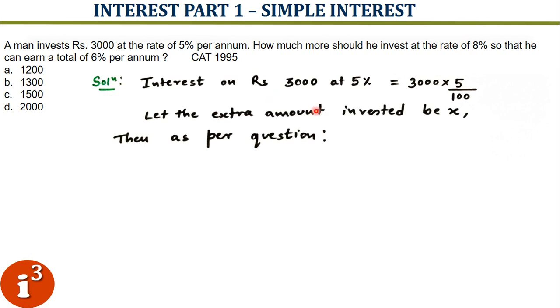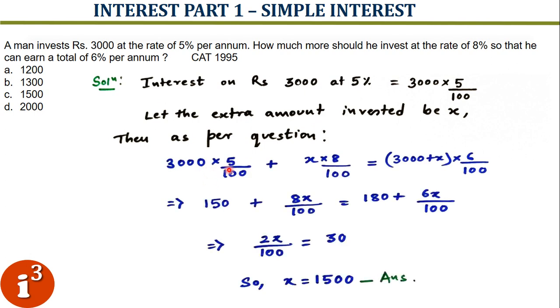See, interest on rupees 3000 at 5% will be 3000 into 5 by 100. Let the extra amount invested be rupees x. Then as per the question, this is the equation. The interest earned on 3000 rupees plus 8% interest on the extra amount is equal to the total interest earned at 6%. So 3000 plus x will be the total amount, 3000 plus x into 6 by 100. From this, 100 into it will be 30. So 5 into 30 is 150 plus 8x by 100 is equal to 30 into 6, which is 180, plus 6x by 100.